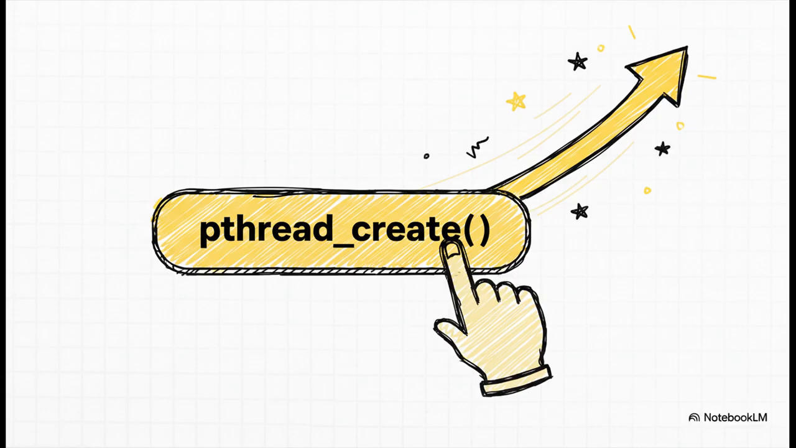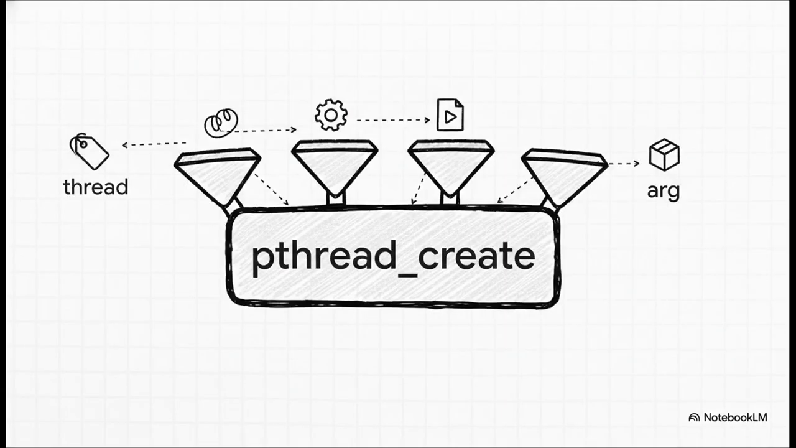But to do its job, it needs you to give it 4 specific pieces of information. And each part here has a really important job. First, you need a way to keep track of the thread, to identify it. Then you can give it some special attributes. We'll talk more about those later. And then the 2 big ones. You have to tell it what function to run, what is its job, and finally, what data, one single piece of information, should it work on.